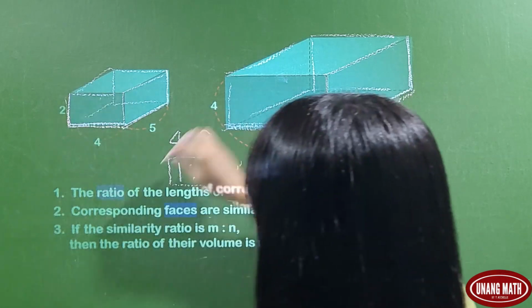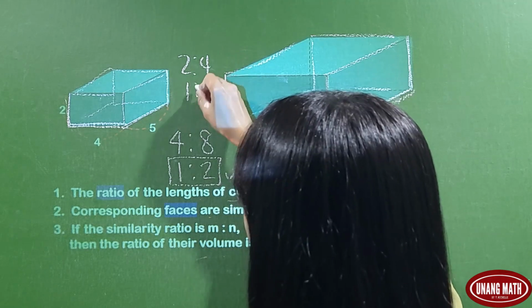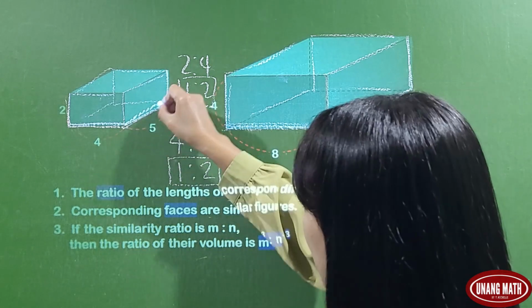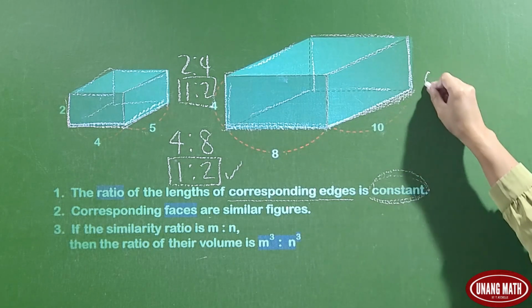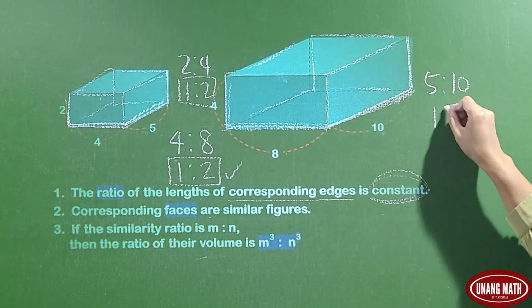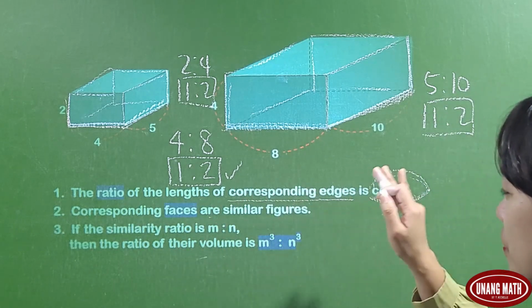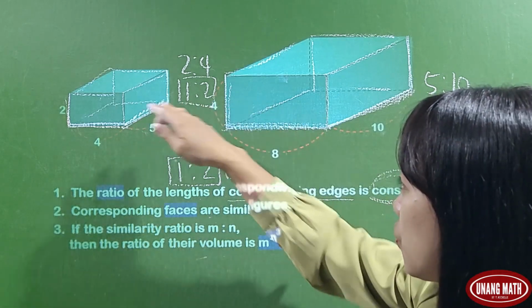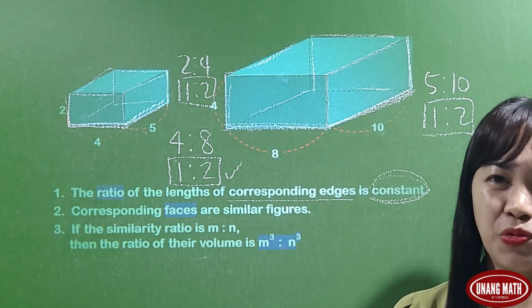This is 2. The corresponding edge is this edge, 4. So 2 is to 4. Simplify, that would be 1 is to 2. Okay, what about this edge? This is 5, and this corresponds to this edge, which is 10. So 5 is to 10. Simplify, that would be 1 is to 2. So you have to remember that the ratio of the length of corresponding edges is constant. And in these two similar figures, that is 1 is to 2.